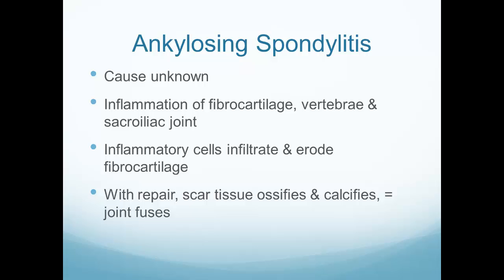So there's inflammation of all of these different components, and this can lead to the patient having all sorts of injuries in the joint as far as the ligaments go and the tendons go and the bone itself. We have inflammatory cells starting to infiltrate and erode the cartilage in the joint itself and in those structures. With repair, scar tissue starts to form in that area and starts to calcify, which then causes this kind of fused joint, which is not going to be very functional. So the joint is not going to be able to move like it normally should.